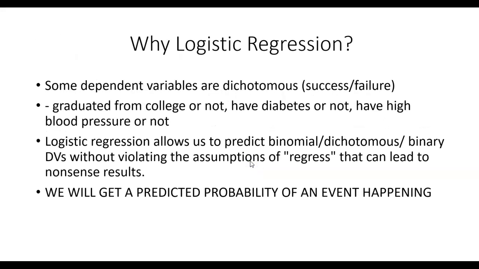So again, why a logistic regression? Some dependent variables are dichotomous, things like graduated from college or not. How can we predict who graduated from college or not? Have diabetes or not? Have high blood pressure or not? Logistic regression is going to allow us to predict these binary dependent variables without violating the assumptions of regression that can lead to nonsense results. What we'll get is a predicted probability of an event happening.